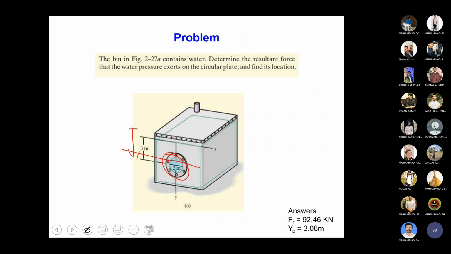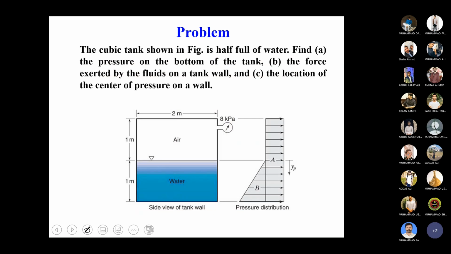Next problem, the cubic tank shown in the figure is half full of water. First of all, we need to find the pressure at the bottom of the tank at this point, and next is the force exerted by the fluids. Fluids means it includes both air and water on the tank wall. And third, C is the location of center of pressure on the wall.